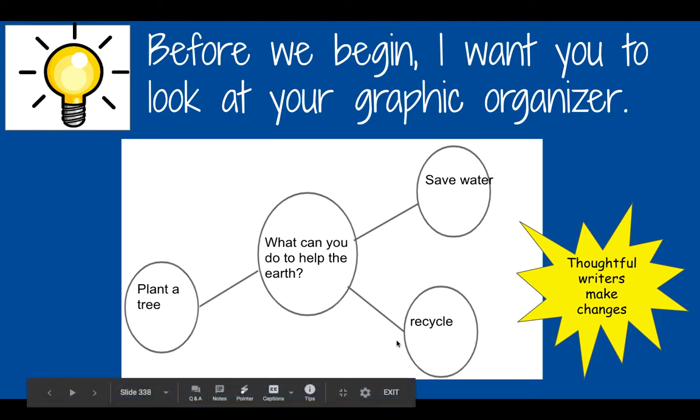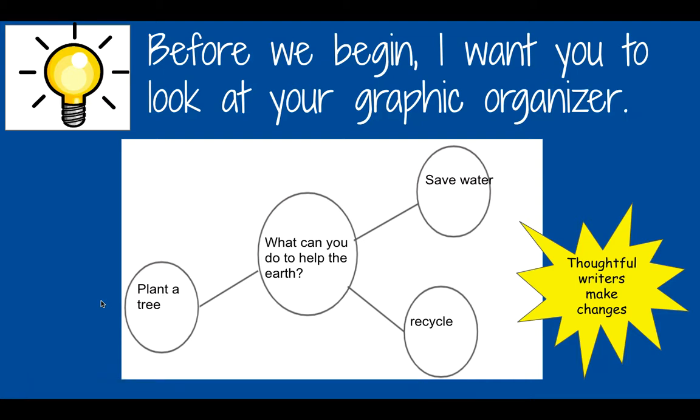But before I begin my writing, I want to make sure that I can write a twin sentence about each fact. Now, plant a tree. I know that planting a tree is really important for the earth. So, my first sentence might be planting a tree is important for the earth. Oh, wait a minute. I really don't know why it's important for the earth. So, maybe that's not the best fact for me to include.